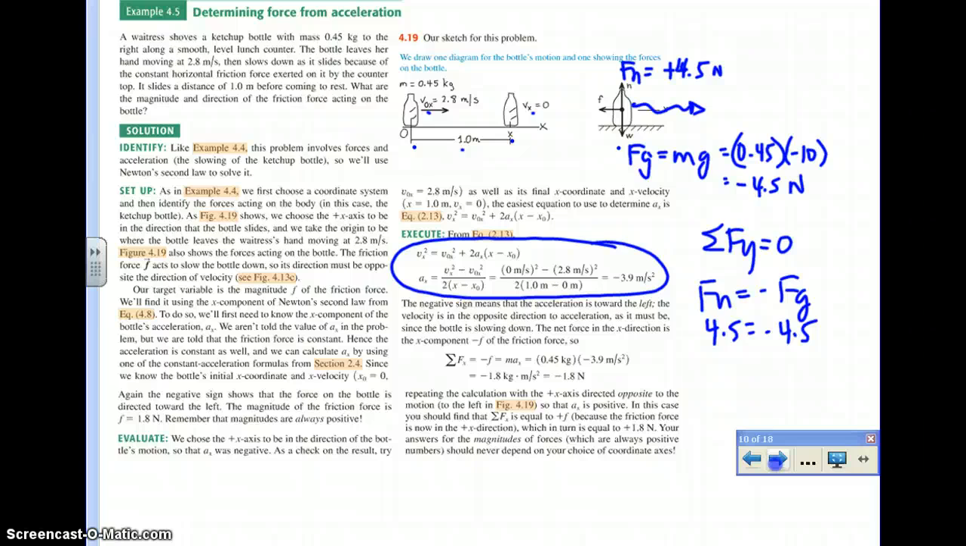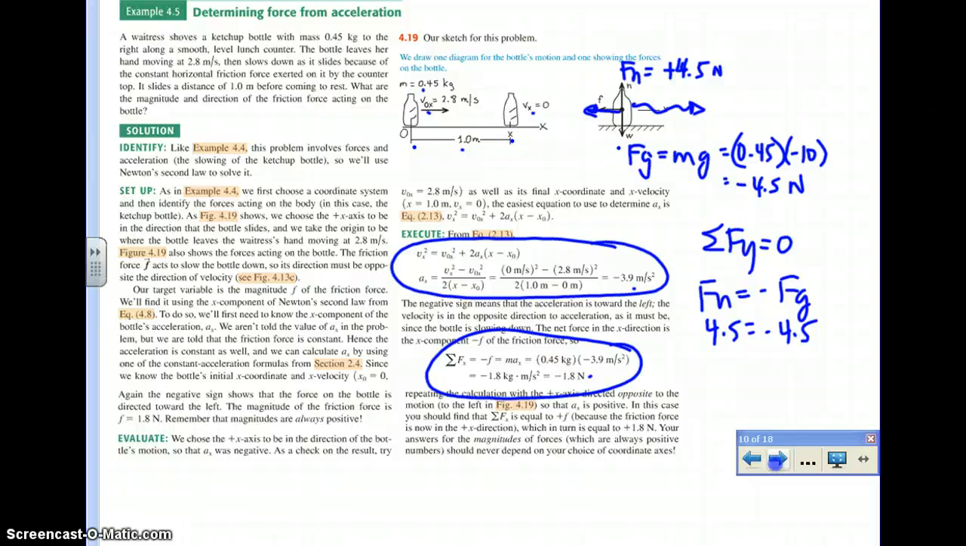Once we know the acceleration is -3.9 meters per second squared using the no-time equation, and we know the mass, which is given to us, finding the net force is as simple as multiplying those together. And that's how they ended up with a net force of -1.8 newtons, because it's negative because it's pointing to the left, and it's the only force.